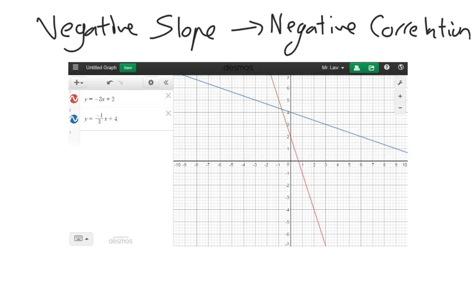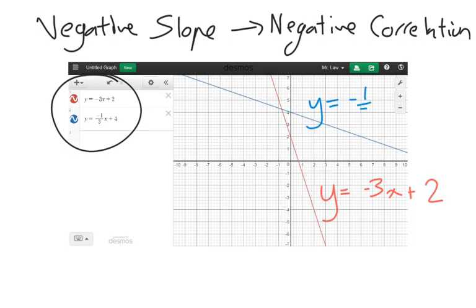Over on the left, we already know the equations of these two lines. I'm just going to write it out so it's a little bit larger for you to see. The equation of the red line is y equals negative 3x plus 2, and the equation of the blue line is y equals negative 1 over 3x plus 4. Again, you'll notice that both these slopes are negative as these lines are pointing downwards. If you look closely at the two lines, you'll notice that the red line is much steeper than the blue line. So let's make a little note of that.